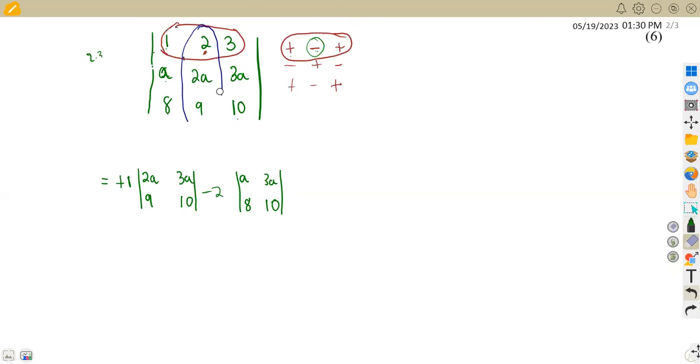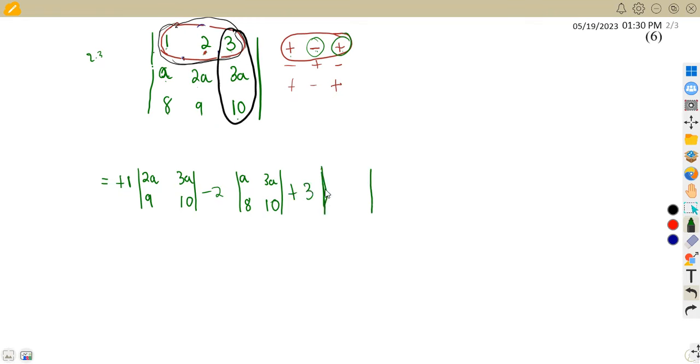We move on to 3 using the same concept. This time we close the row and column where there is a 3. So this is where we have a 3. We close this column, because the row where there is 3 is already closed. This is the row that we have chosen, the first row. If we close the row and the column where there is 3, we affect it with our sign. 3 here corresponds with a plus, so it's plus times 3, that's plus 3. The determinant we get after closing our row and column remains with a and 2a, and 8 and 9.